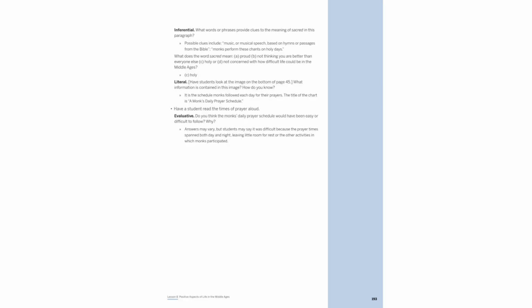Monks' daily schedules were rigorous, with prayer times spanning day and night, as seen in the A Monk's daily prayer schedule. This demanding routine, including matins at 2 a.m. and compline at 6 p.m., left little room for rest, making it challenging to balance with other monastic duties like gardening or copying texts. Monks and nuns in the Middle Ages wrote with quills, which were feathers from birds.